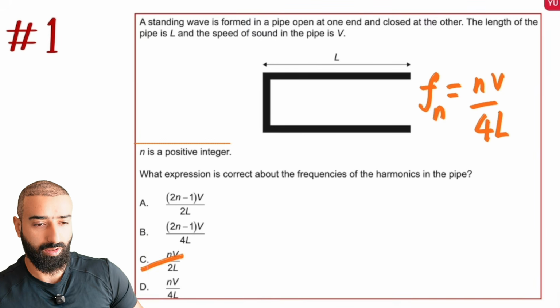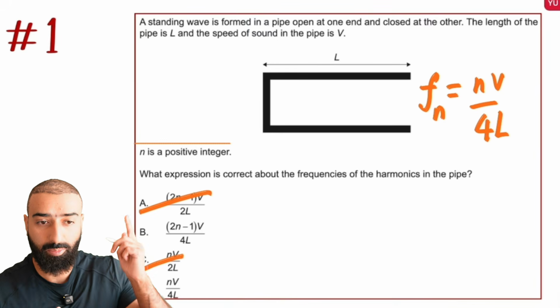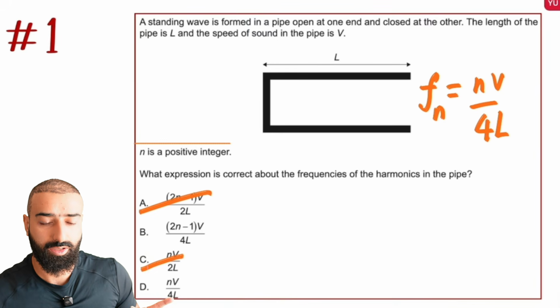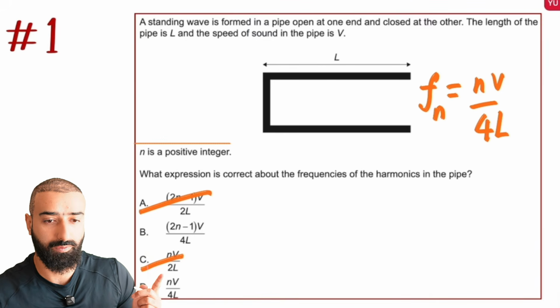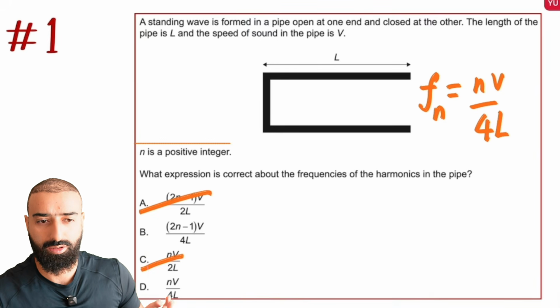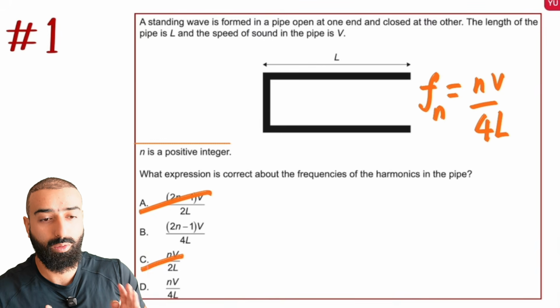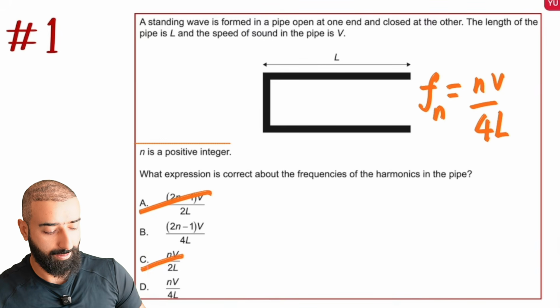That means this is wrong and this one is incorrect. So it's either B or D. The problem with part D is that n here is a positive integer, so this expression will give us all the harmonics. If n is 1, it's the first harmonic, n is 2, the second, n is 3, and so on and so forth, which is incorrect. In a non-symmetric system, we know only odd harmonics are present.